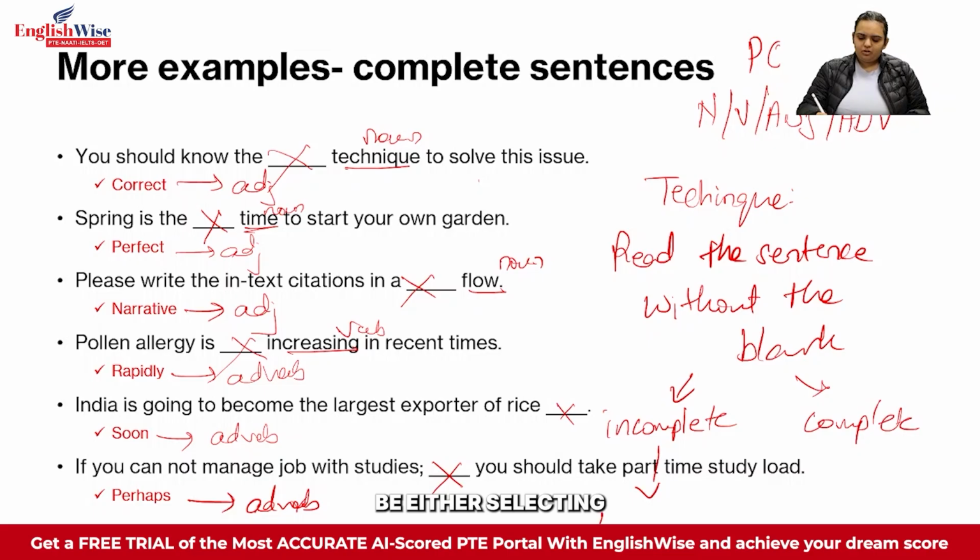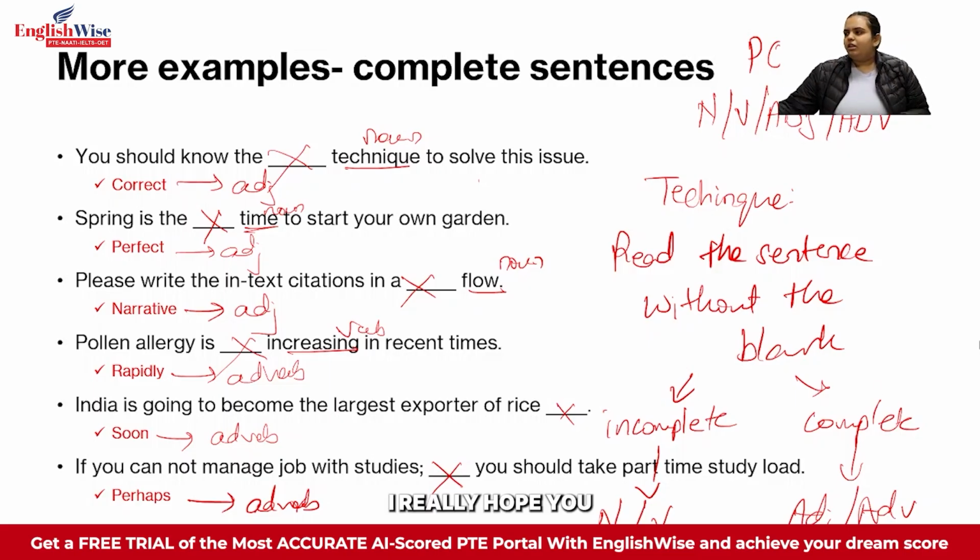Over here you will be either selecting a noun or a verb, and over here you will either be selecting an adjective or an adverb. So this is your whole parts of speech summarized over here. I really hope that you guys are understanding this. And I really hope you guys are making notes throughout, because I don't want you to go back to the video again and look for these things. Please make thorough notes.